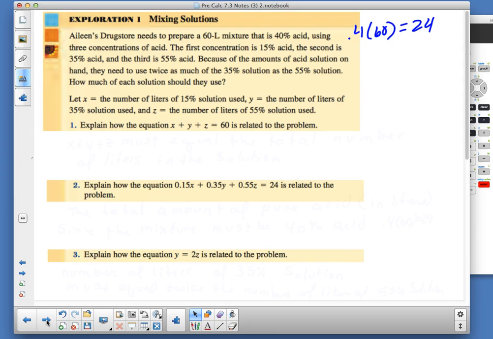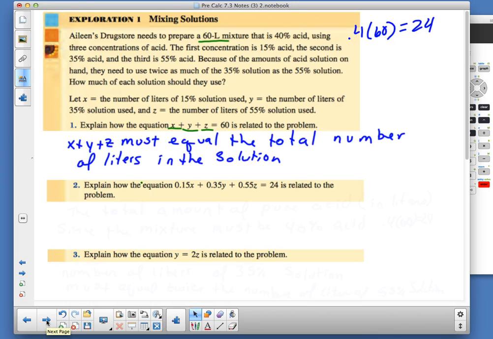Let X be the number of liters of 15% acid, Y the number of 35%, and Z the number of 55%. First of all, these are in milliliters, and it's liters, and it's a 60-liter solution mixture, right? So this relationship is just X, Y, and Z must equal the total number of liters in the solution. So X, Y, and Z adding together must equal 60. That's our first relationship, okay?